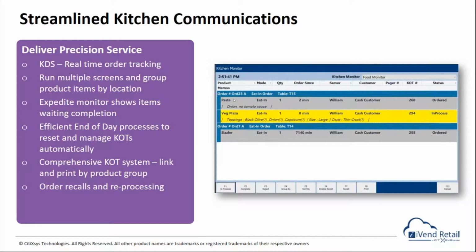And you can run multiple screens. Basically, when it comes to the kitchen display system, you can run multiple screens and group specific products to appear at each screen location. Optionally, you can also have an expedite screen, which displays all items sent to the kitchen and is used in conjunction with the kitchen display system to provide floor managers with visibility of all items awaiting completion.